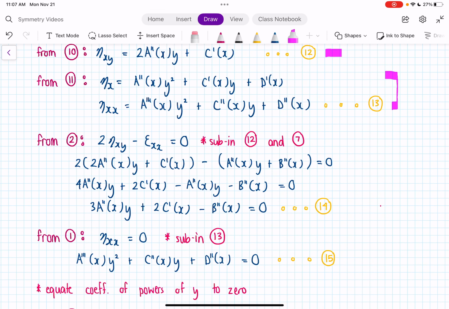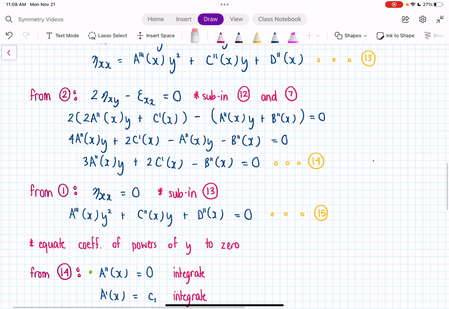So then we take equation 2, we make some substitutions, so that now instead of just having eta and xi, everything's in terms of some form of a of x, b of x, c of x. We manipulate and simplify, and we end up with this equation 14. Then we take equation 1. Equation 1, we just make a substitution of our equation 13. And that's what we're going to have.